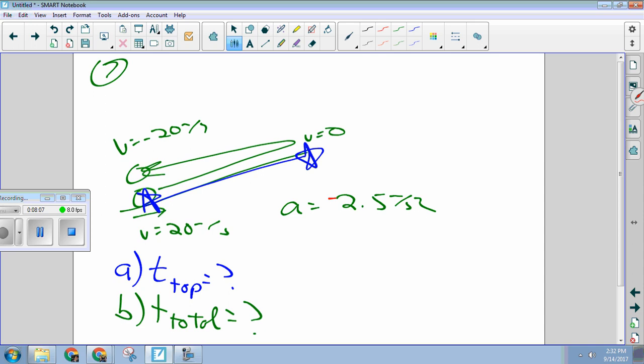Okay? So for part A, to find the time at the top, what am I going to use as my Vi for part A? 20, right? What am I going to use for Vf? 0. And then do Vf minus Vi over A, and you get 8 seconds. Good?